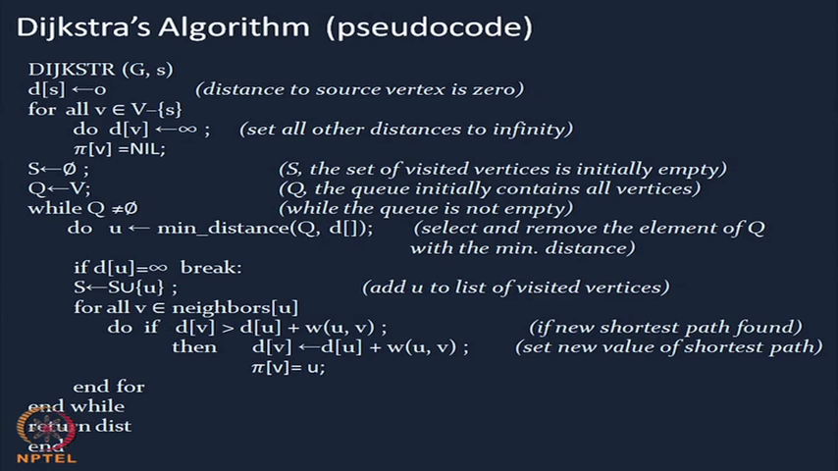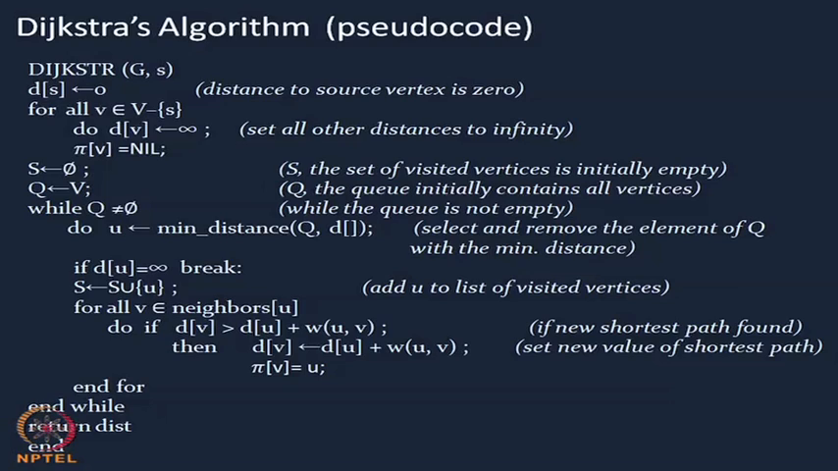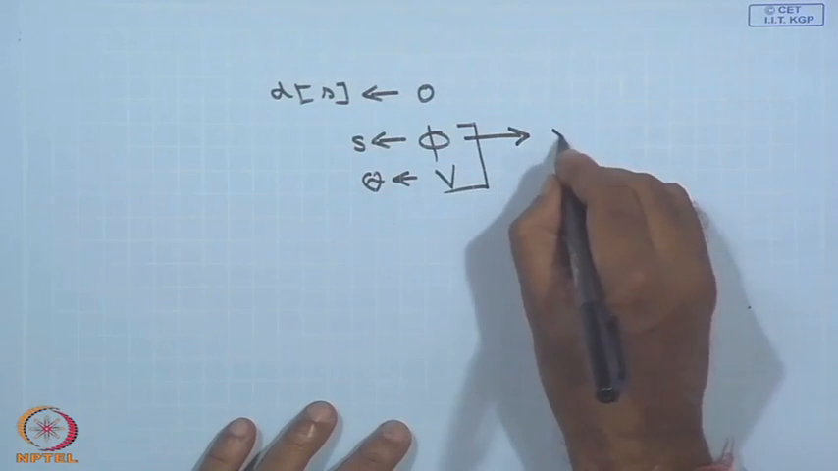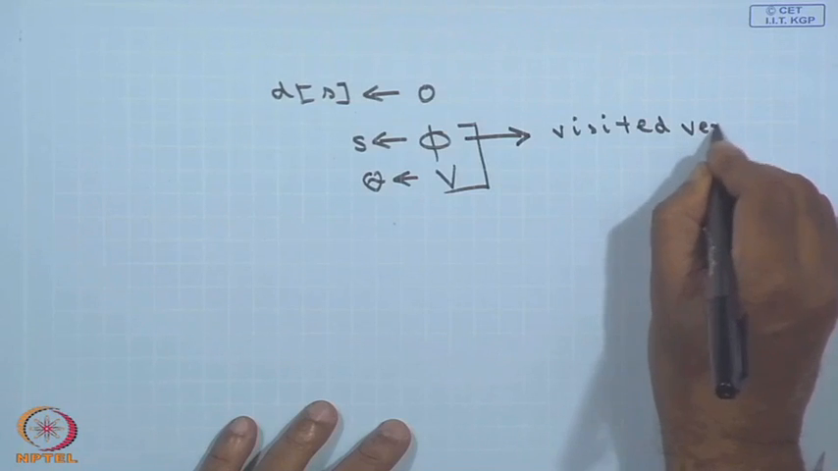this part basically you are doing as the initialization. As we discussed, it has two basic parts, one is the initialization and another one is the relaxing. So, the first part we have done, that is this one. What is S? S is the set of vertices, set of visited vertices. Please note this one, set of visited vertices.